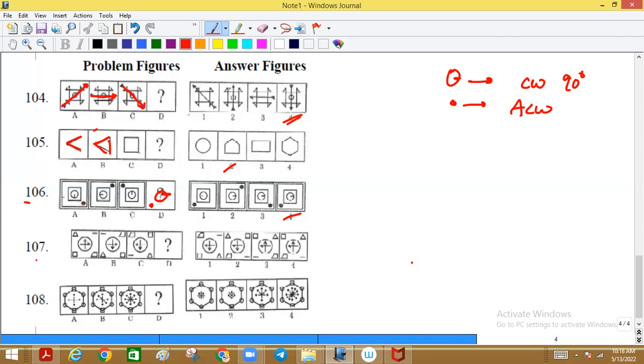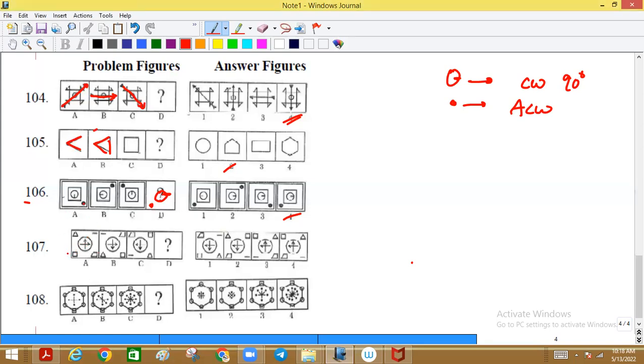Okay, 107. Both inside figures and outside figures are changing. So how is the inside figure rotating, clockwise or anti-clockwise? Obviously it is rotating clockwise. How are the outside figures rotating?